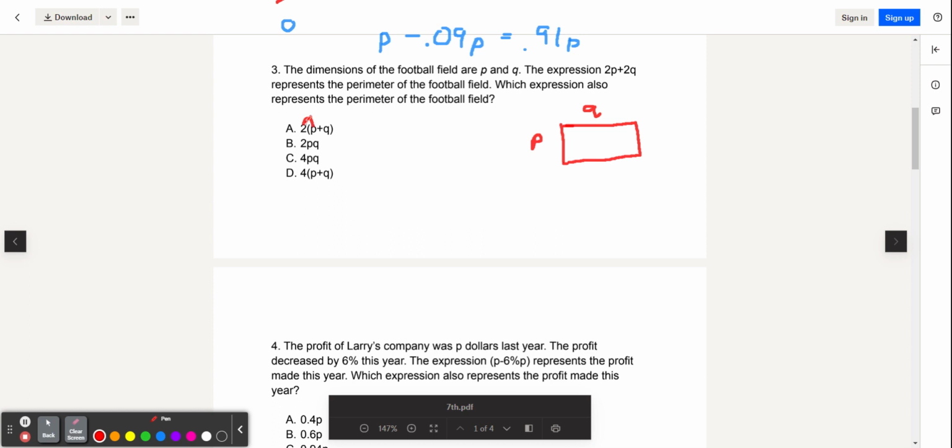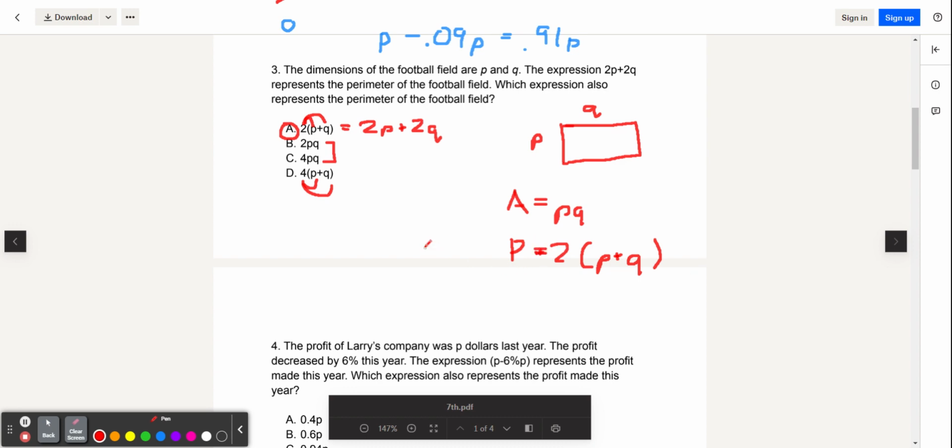You'll note that if you distribute out the 2, this turns into 2p plus 2q, which, if you look, is equivalent, is the same. If we look at the other options, they are not the same. Distributing out the 4 will give you 4p plus 4q, which is twice as big, that is too big, and these two are multiplying for some reason. Probably something to do with how the area is indeed multiplying the side lengths, but the perimeter is adding twice the two side lengths. So the answer has to be A.